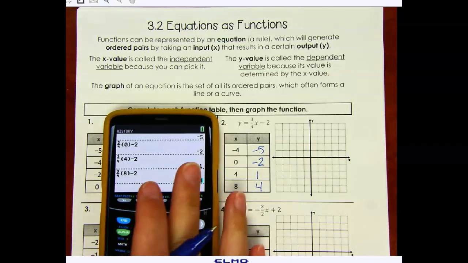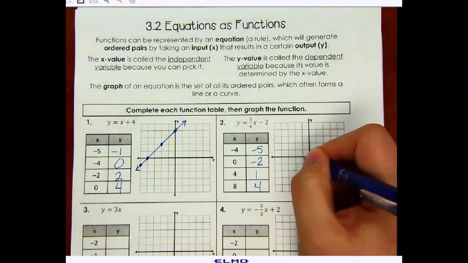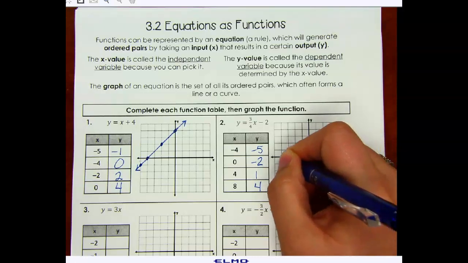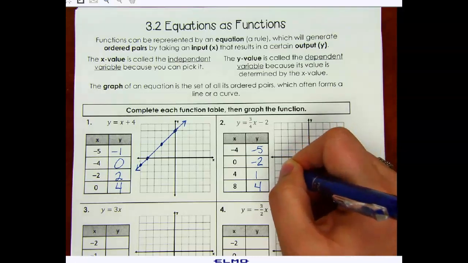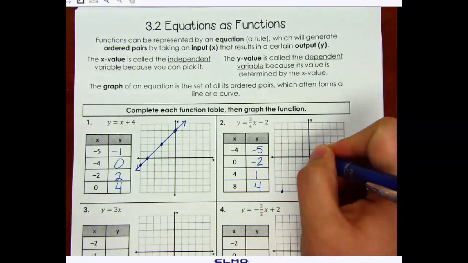All right, so then I am going to plot my points. So negative 4, negative 5 means that I go left 4, 1, 2, 3, 4, and down 1, 2, 3, 4, 5. 0, negative 2 means I don't go left or right, I just go down 2.